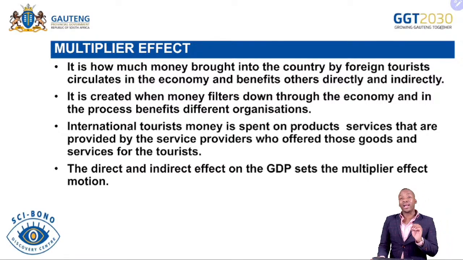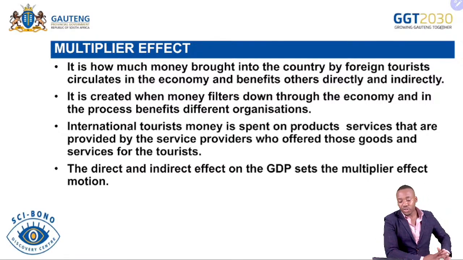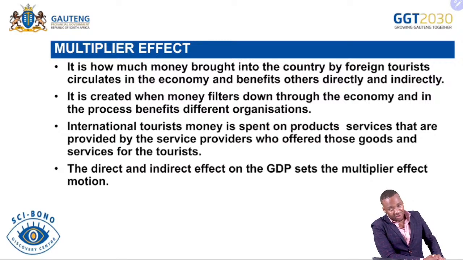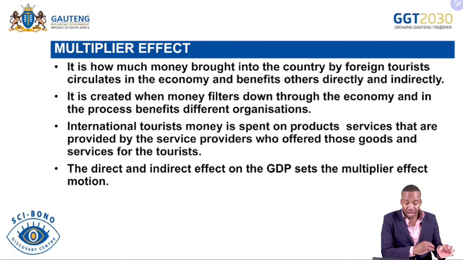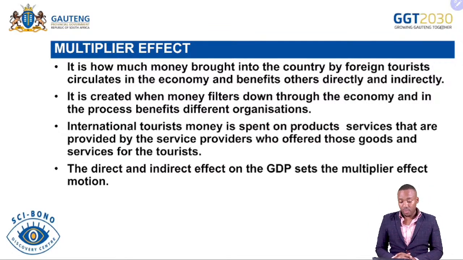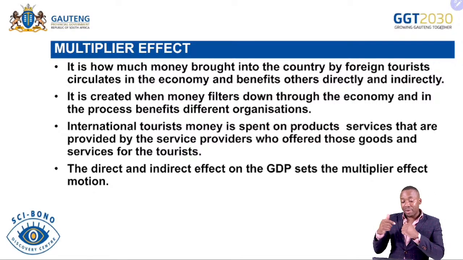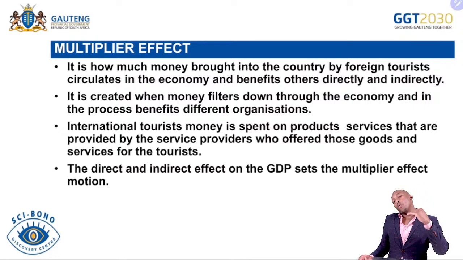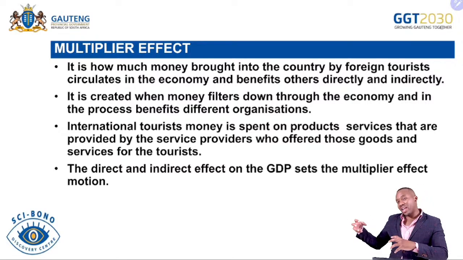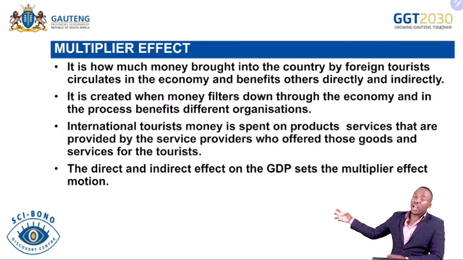Then we move to another concept, which is known as the multiplier effect or multiple. It comes from multiplication. So multiplier comes from the multiple. So what are we talking about when we're talking about the multiplier effect? Remember, we are talking about what? Foreign exchange. We are talking about foreign tourists coming into our country with their what? Their foreign currency. So what happens there?